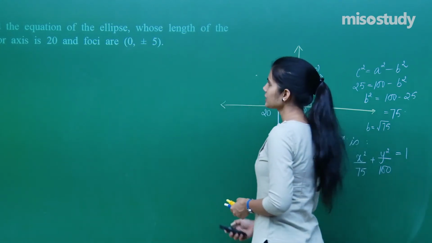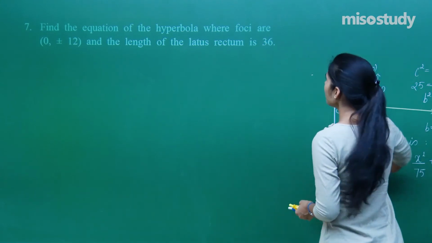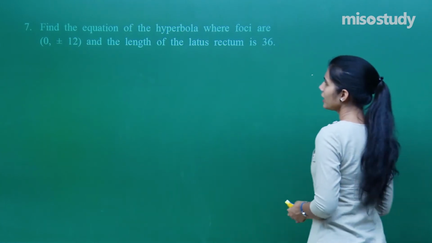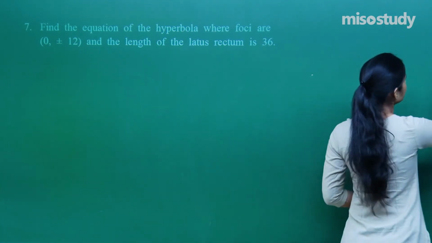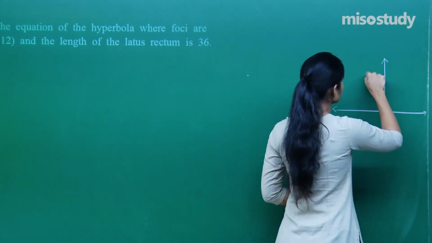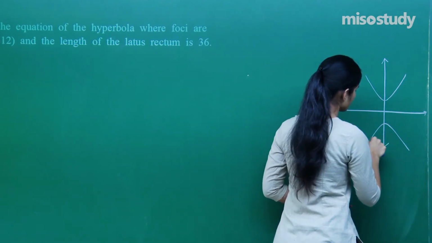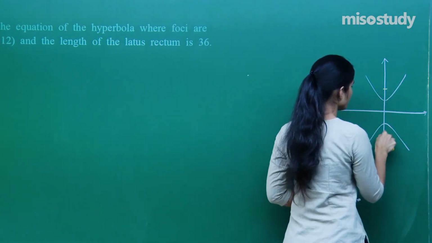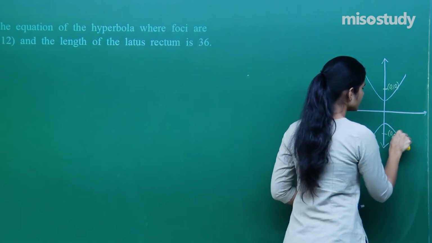Clear? Next we have: find the equation of the hyperbola where foci are (0, plus minus 12) and length of the latus rectum is 36. Obviously, since the foci are given on the y-axis, with coordinates (0, plus minus 12), my hyperbola looks like this. These are the coordinates of my foci: this is (0, 12), this is (0, minus 12).